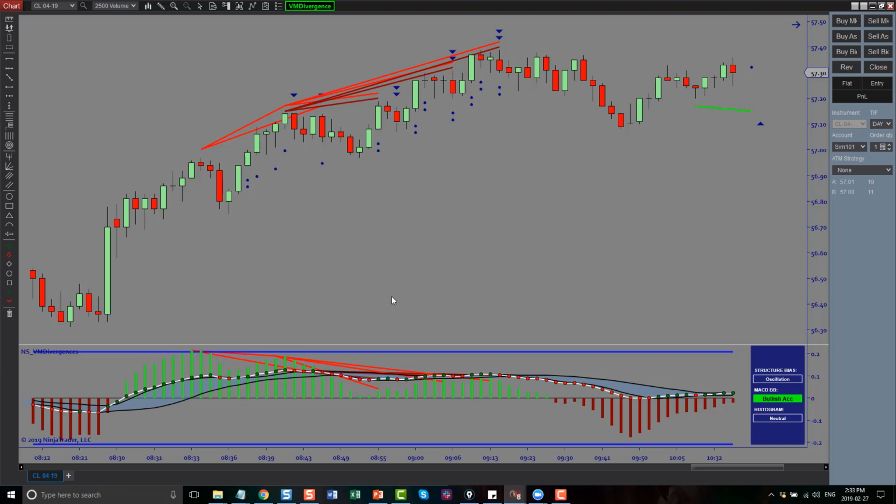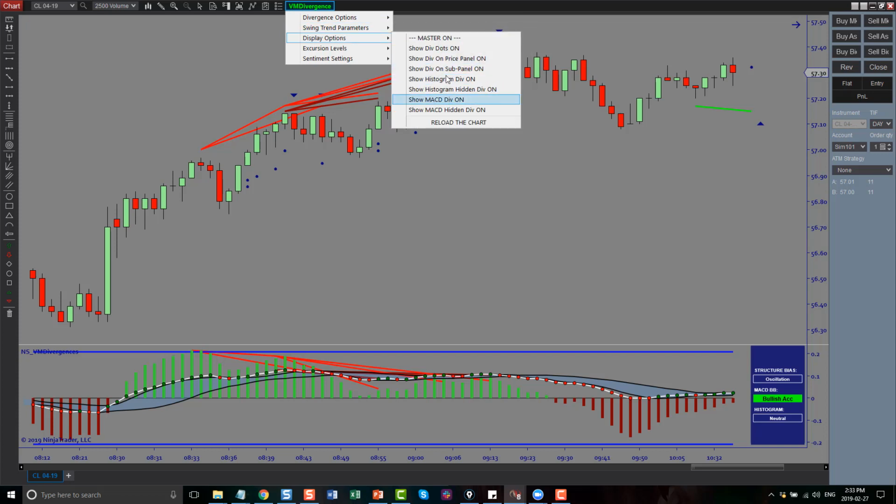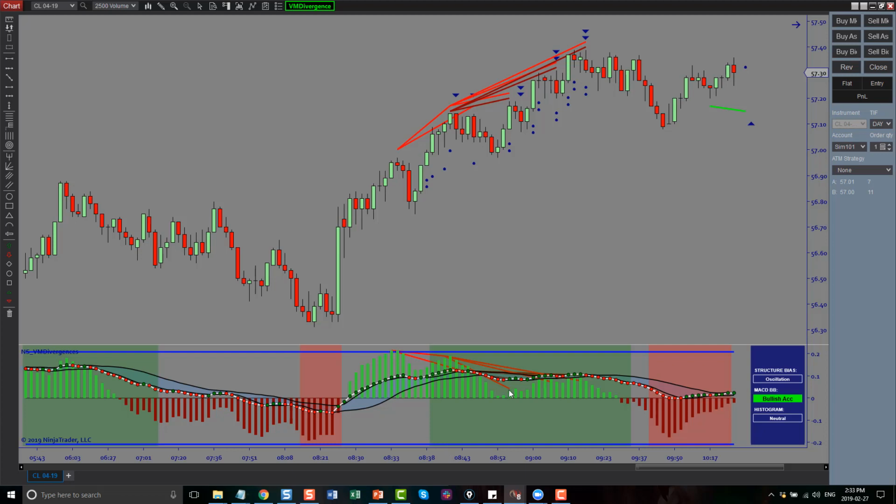Okay. Now, I would like to walk you through that. We've got a drop-down that allows you to confirm the different types of divergences. You can control everything on here. You can set structure. You can turn structure on. You can display the divergences or turn them on or off. And we'll get into some of the other settings. I'm just going to put structure on here for a second, and you're going to be able to see the difference between oscillating and trending conditions.